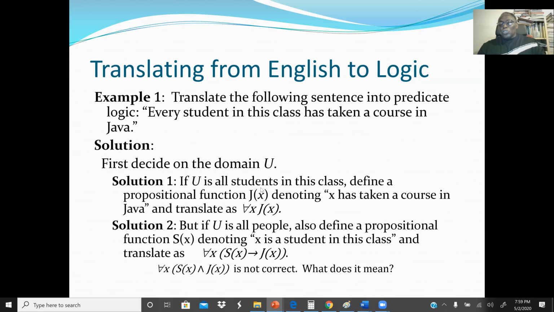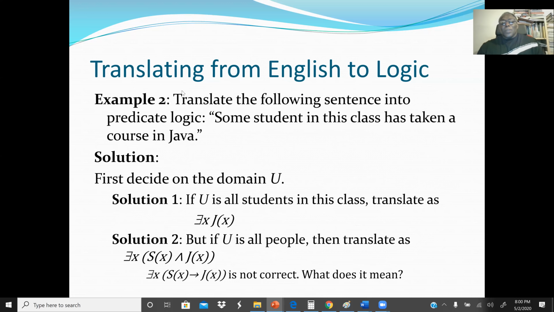Now, if we say U is not only the students, but all the people, some of them may take a class, some of them may not take a class. So we use S at X for the students that are taking the class. S is the student in the class. So this will be translated, you see here we are using implication. So every student in the class has taken Java class. So implication implies all students, S represents the student, and S at X means student in the class, J at X means have taken the class.